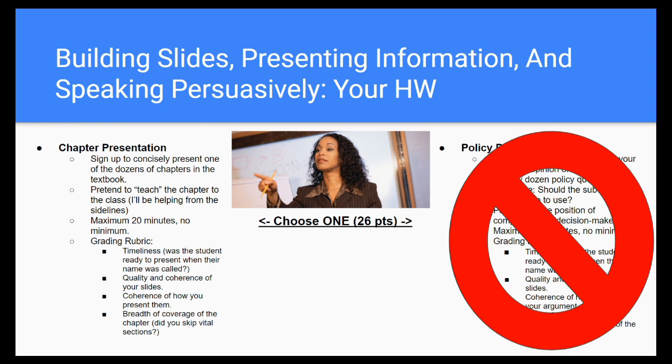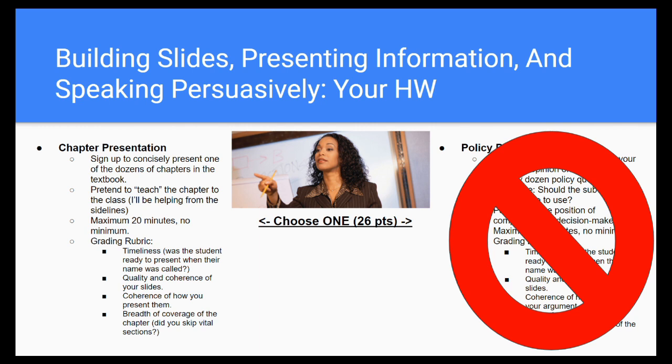The maximum for this presentation is 20 minutes. So the other practice here is learning how to take a large amount of information and make it concise in a way that meets these grading rubric standards, which will test your ability, or at least assess your ability, to be coherent while being concise. So the grading rubric specifically, I grade on timeliness, which is a basic question of were you ready to present when your name was called?